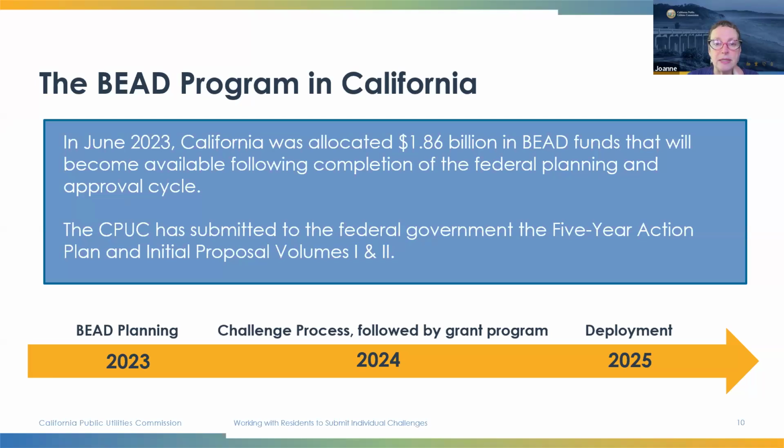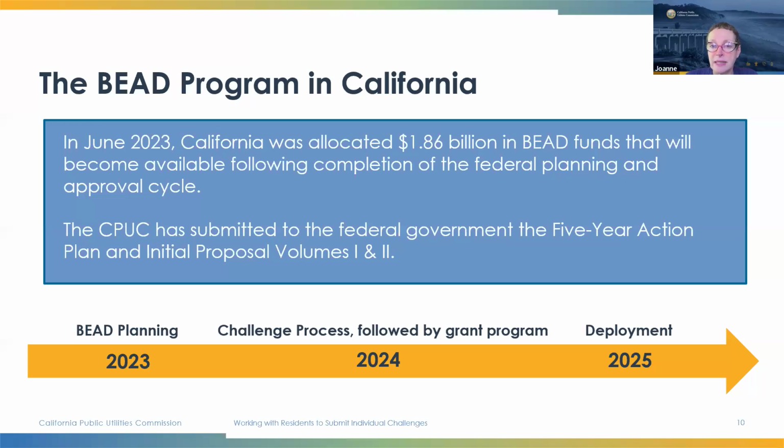The planning cycle for BEAD is well underway. Most of it took place in 2023. And in the middle of this year, the CPUC will run the challenge process. And then we'll follow it with what's called the subgrantee selection process, meaning the grant program that will actually determine where funds are awarded for particular projects that will serve unserved and underserved locations.